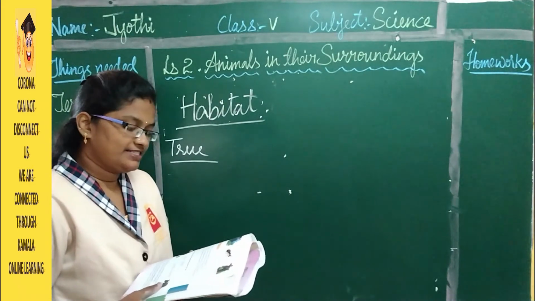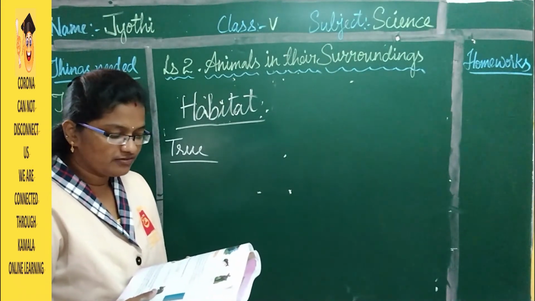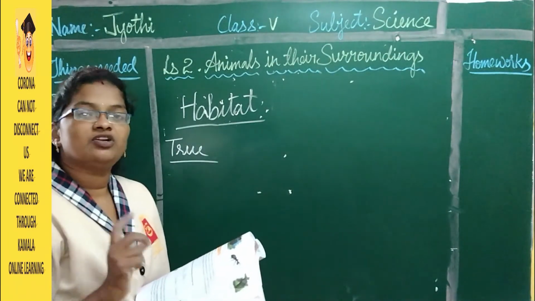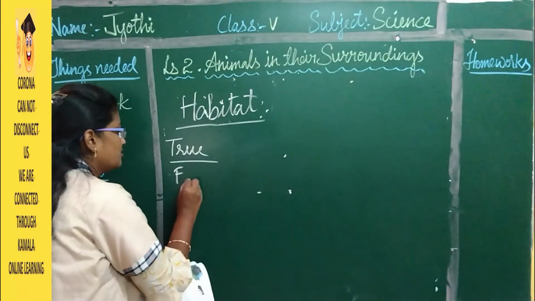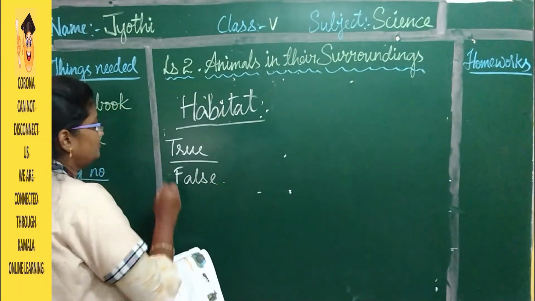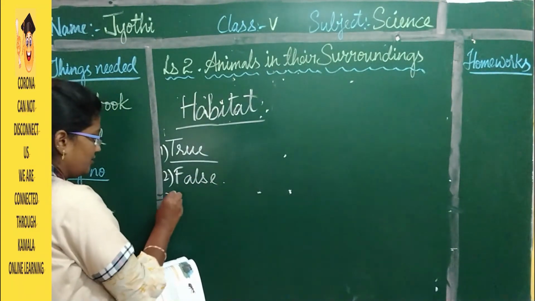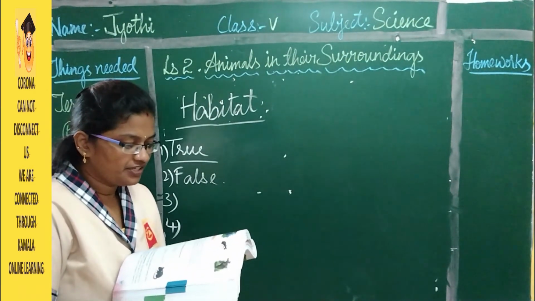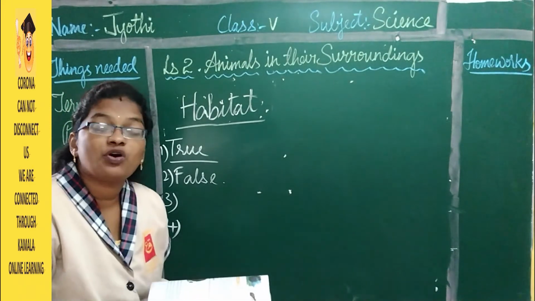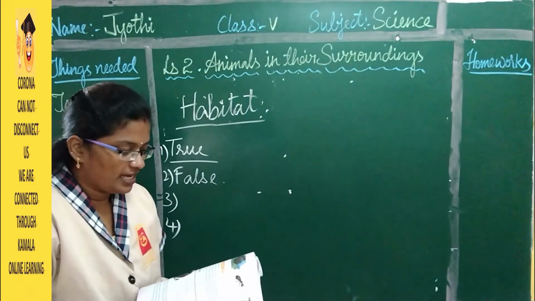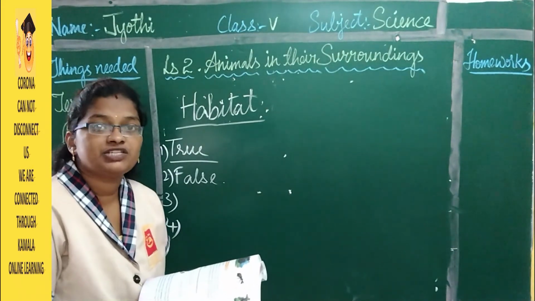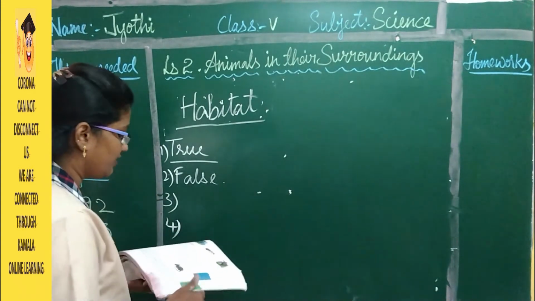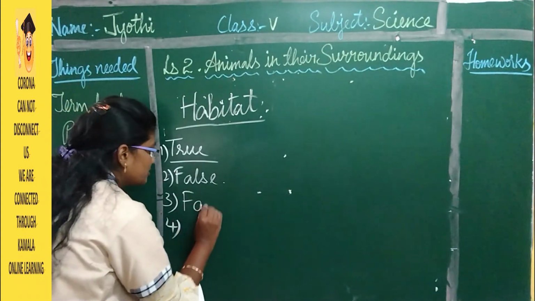Then the second one: a snail has scales to protect itself from enemies. A snail has a shell but not scales. So the given statement is false. Then the third one: ants have an outer covering called quills on their bodies. It is false. Ants have a waxy coating called cuticle. The quills are present on the porcupine. So the given statement is false.